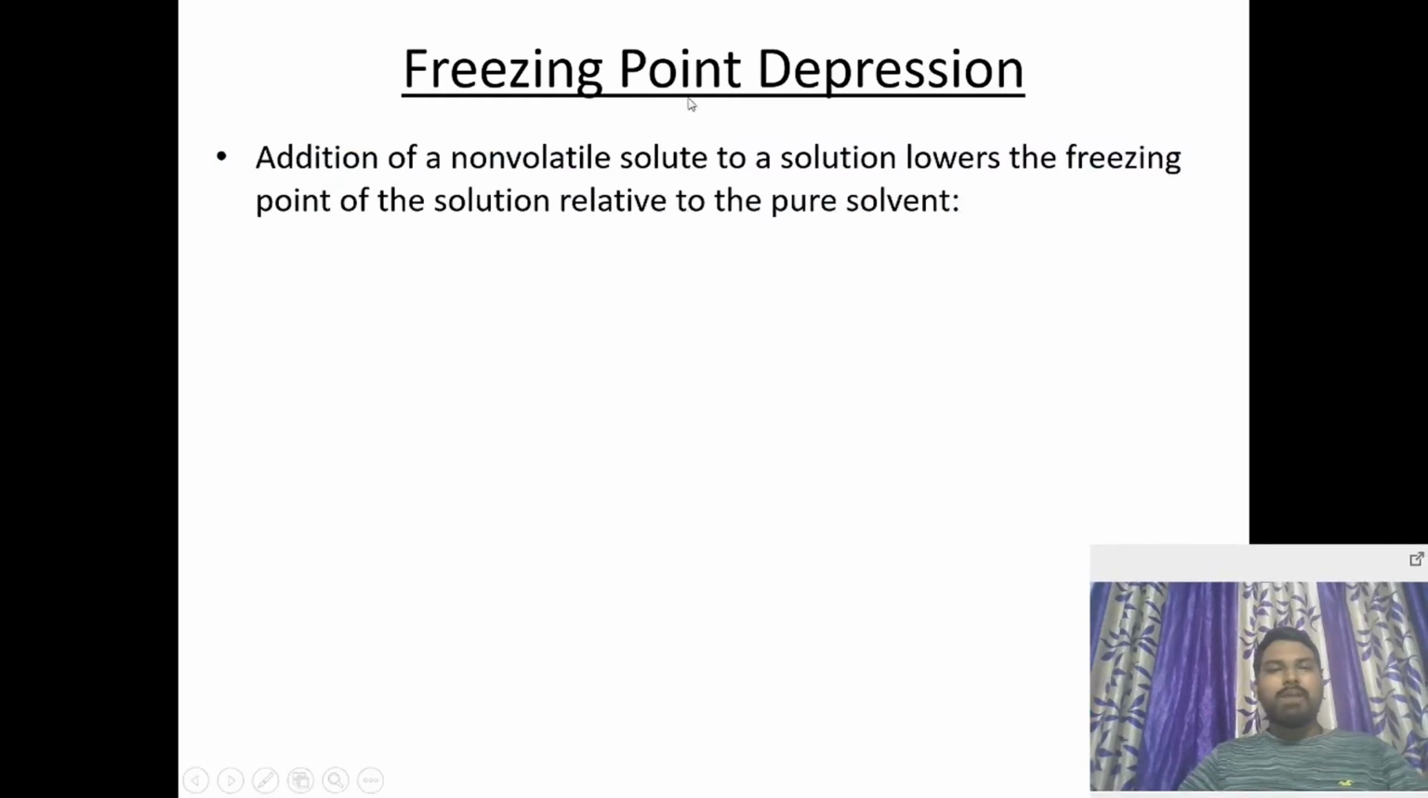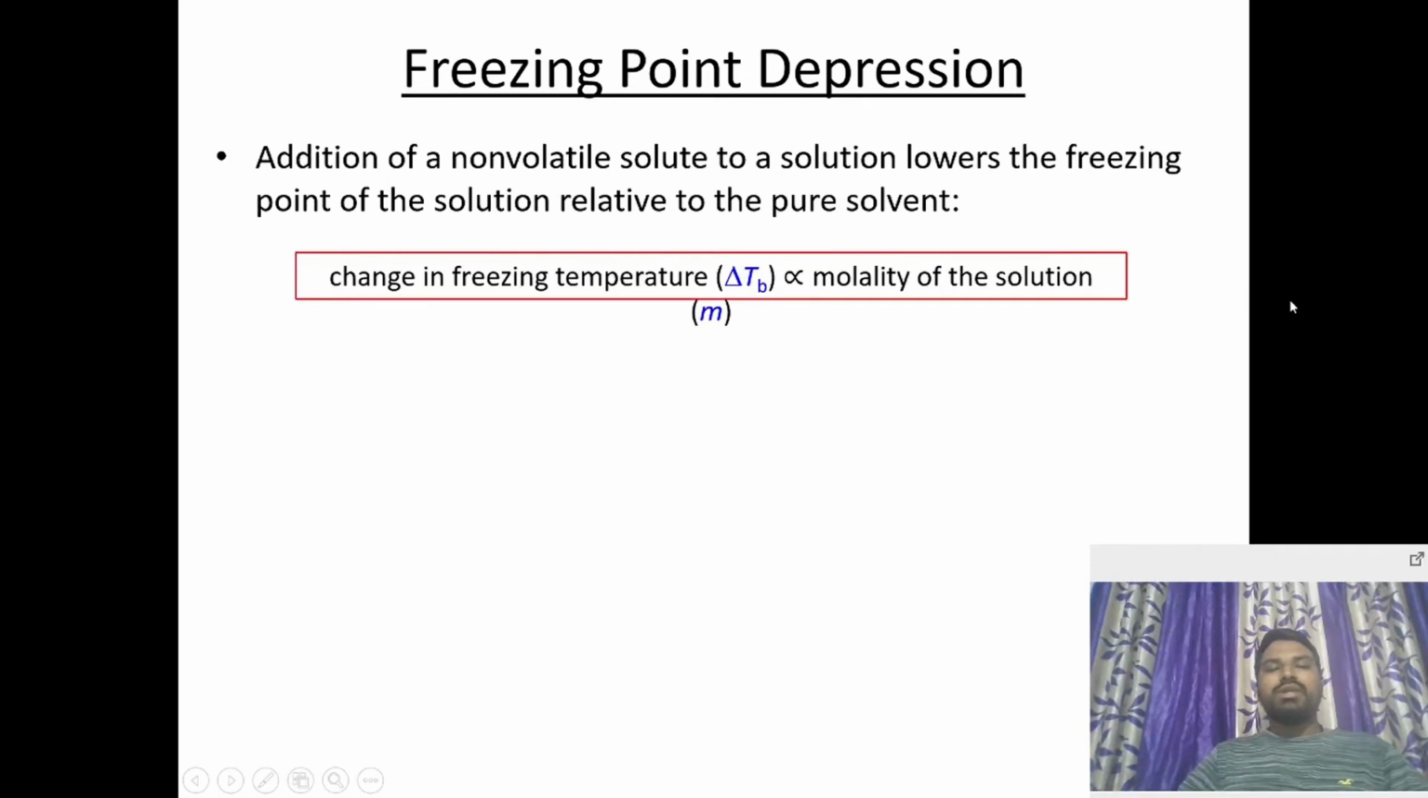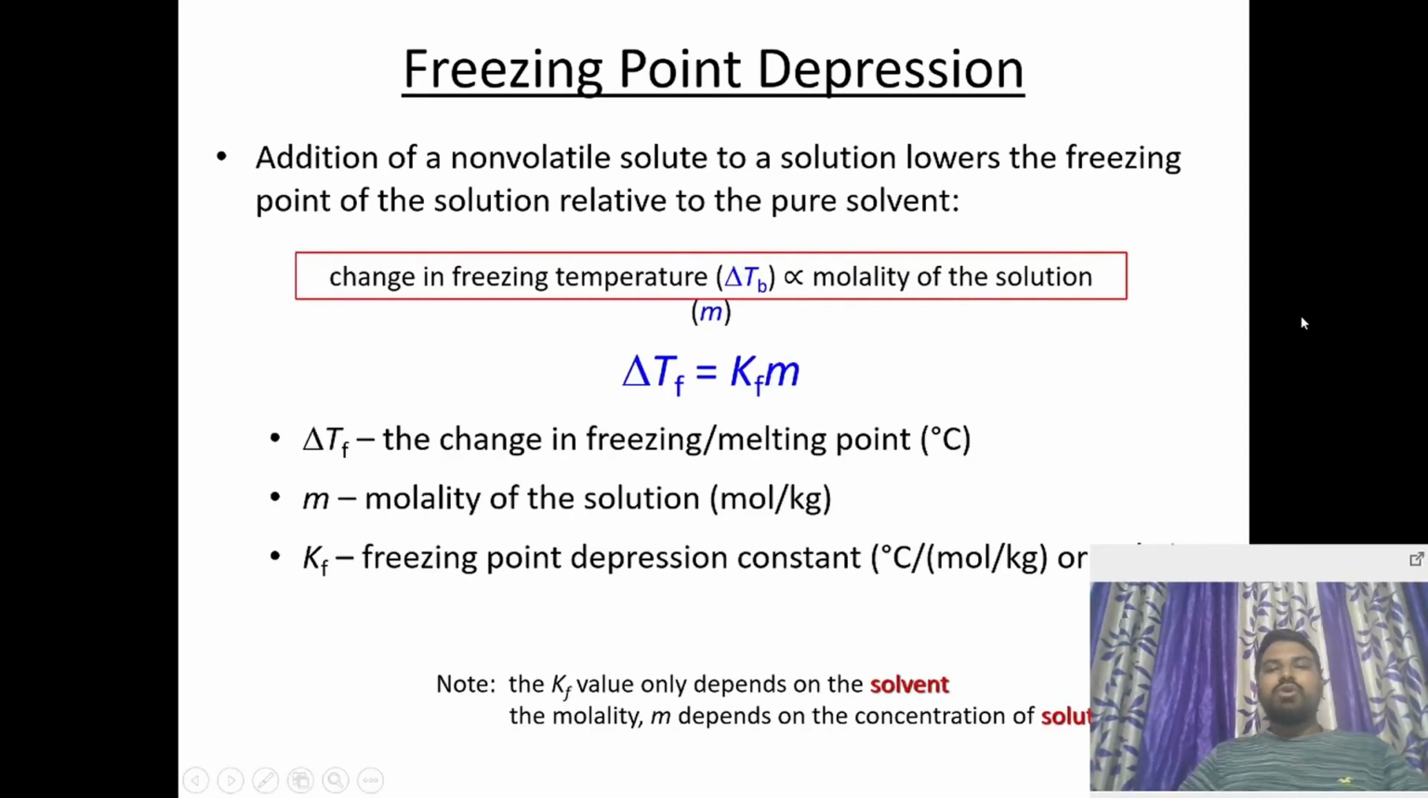Freezing point depression: adding a non-volatile solute to a solution lowers the freezing point of the solution relative to the pure solvent. The change in freezing temperature, that is delta Tf, will be directly proportional to the molality of the solution m. This is the formula: delta Tf is equal to Kf into m. Delta Tf is the change in freezing or melting point in degrees Celsius, m is the molality of the solution, and Kf is the freezing point depression constant. Note, the Kf value only depends on the solvent. The molality m depends on the concentration of solute.